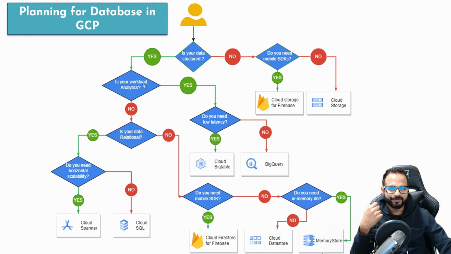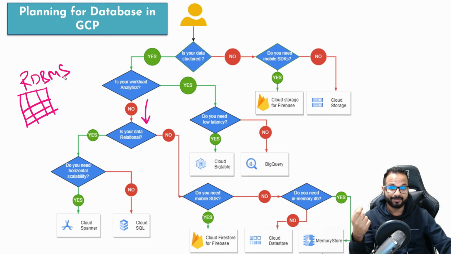Let's say your workload is not analytics. The next question you should ask is whether your data is relational data or not. Well, what exactly is relational data? Any data in the form of rows and columns is relational data, right? And we manage and maintain relational data with the help of a relational database management system. If your data is relational data, then do you need horizontal scalability? If not, then Cloud SQL would be the better choice for you.